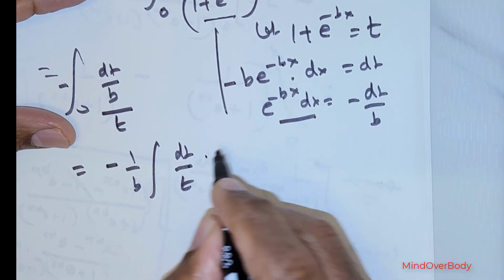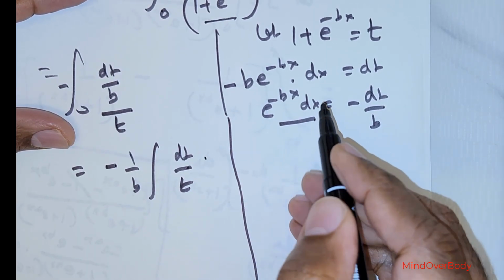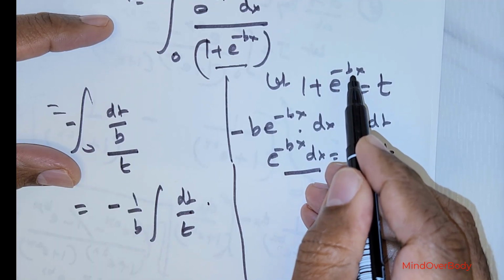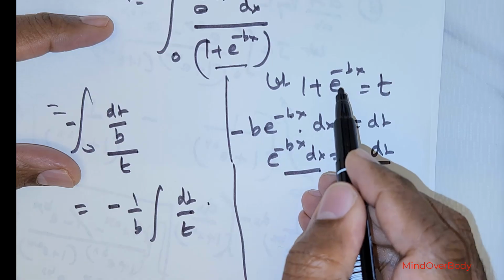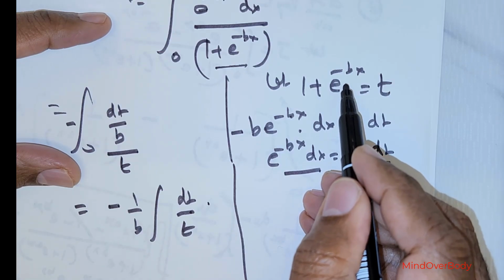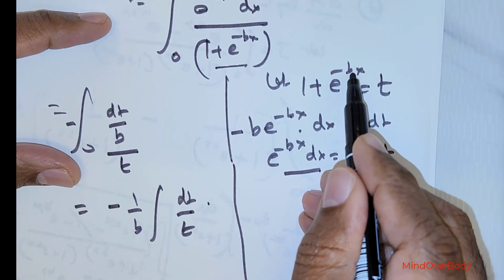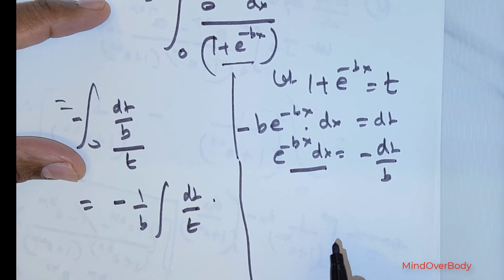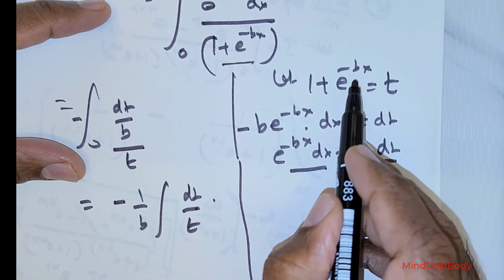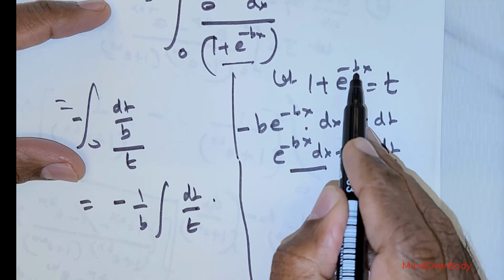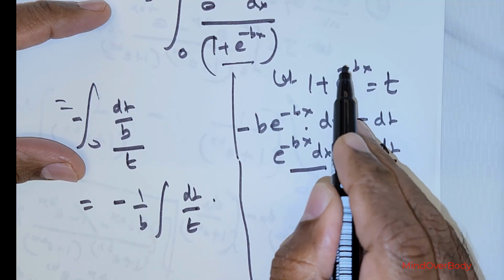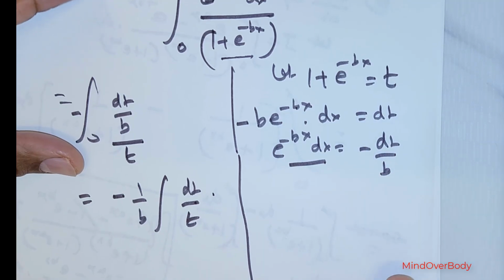Now if you want, you can apply the limits. If I substitute x equal to 0, this is going to produce e raised to the power of negative 0, that's going to be 1. So 1 plus 1 is going to be 2. If I substitute infinity, this is going to be e raised to the power of negative infinity, that's going to be 0.